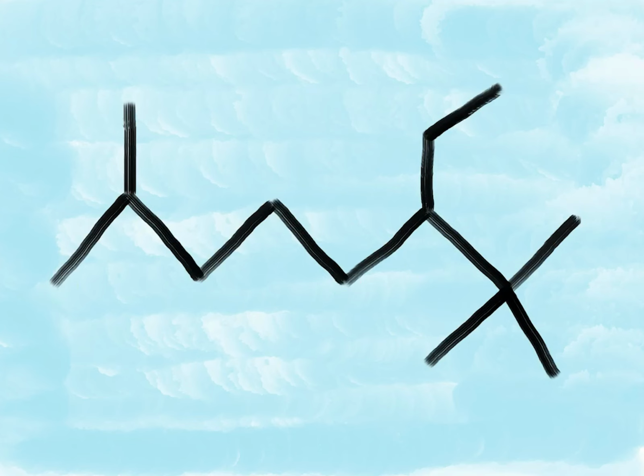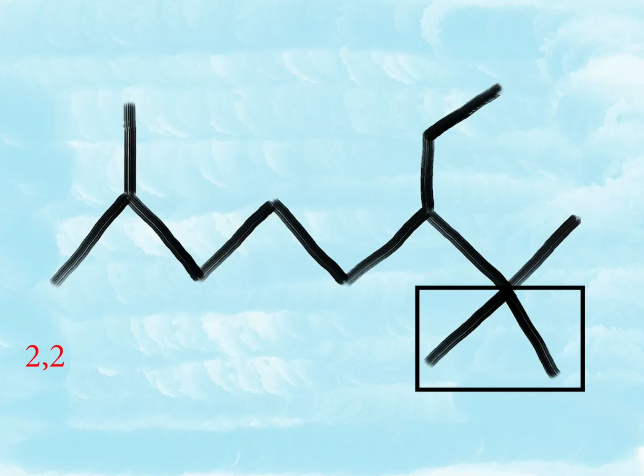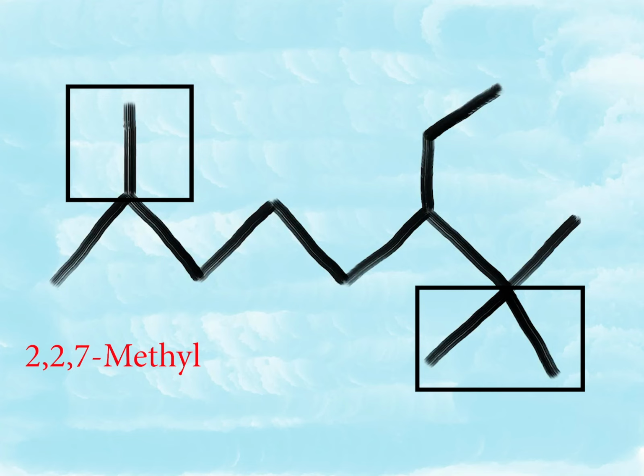We identify our substituents. Here there are 2 methyls on the same carbon, so you write the number 2 twice to denote that. We then see there's another methyl on carbon 7, so there's 3 methyl groups total. And then we have an ethyl group here on carbon 3.